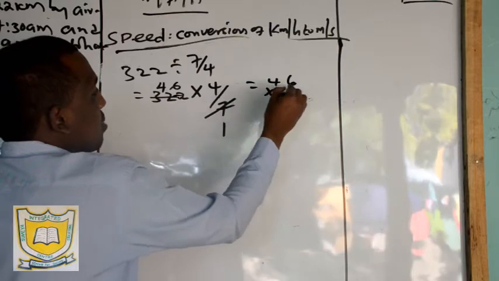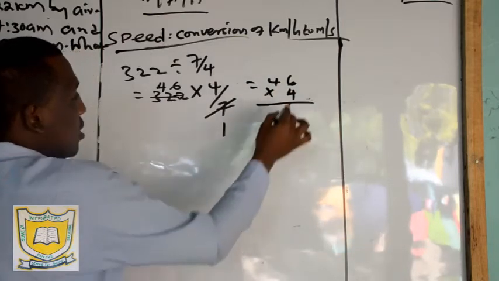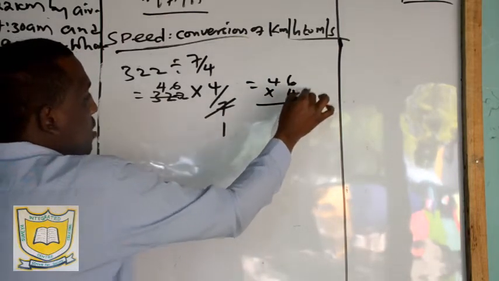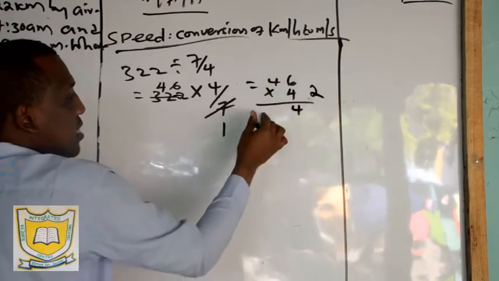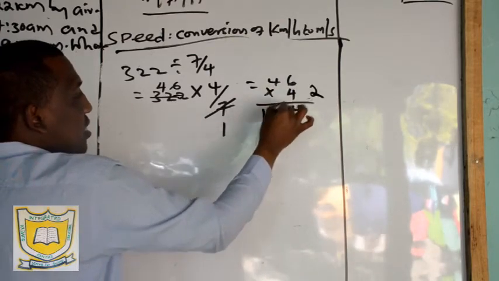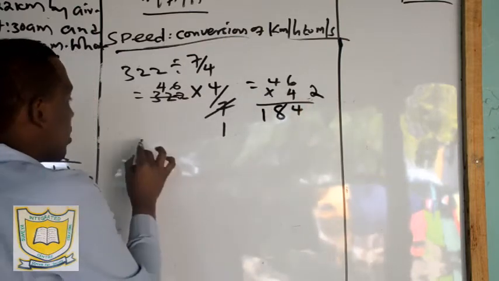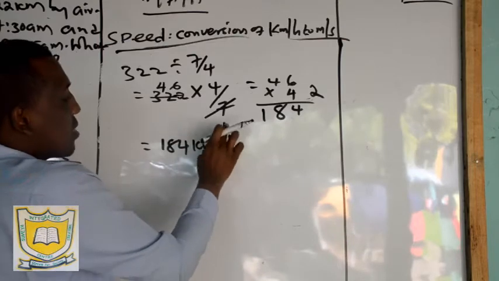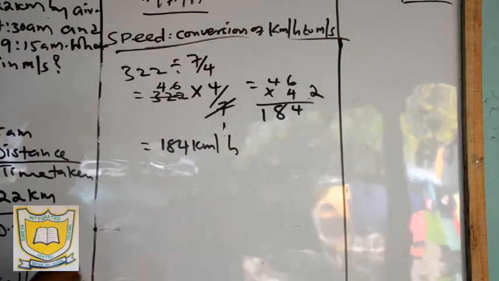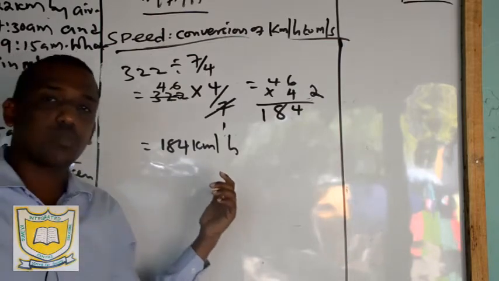Here you'll get now 46 times 4. 46 multiplied by 4 is 24, 4 carry 2, 16, 17, 18. You will get 184. So here you will get 184 kilometers per hour. That is now the speed. The speed is 184 kilometers per hour, but we are told to change into meters per second.